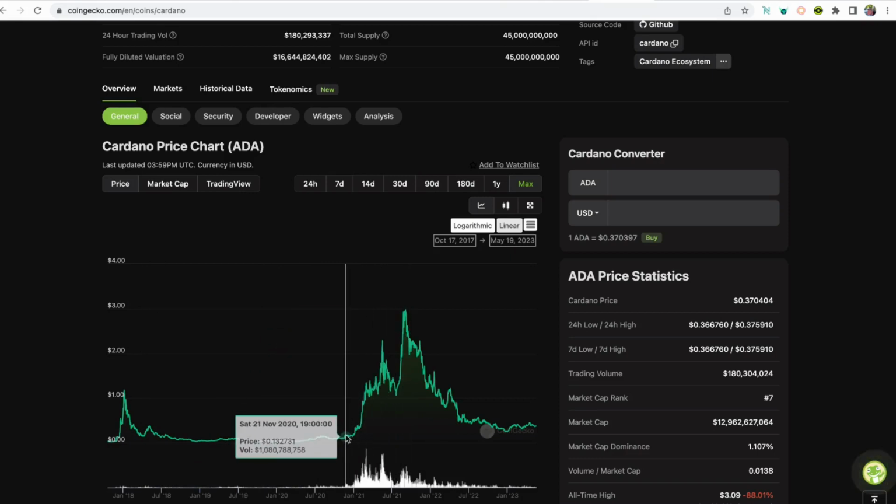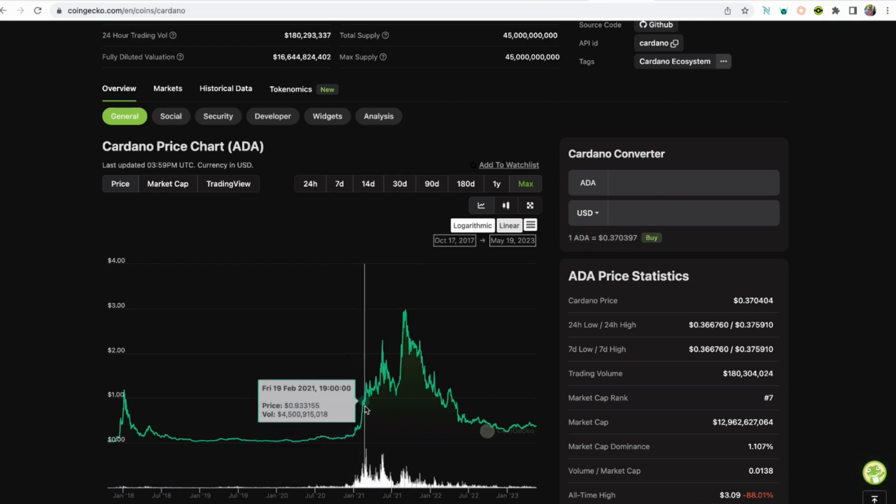So what tends to happen in these bull and bear cycles is that the price drops in a bear cycle over 90%. But in a bull cycle, the price tends to hit its previous all-time high. So if we look over here, sometime in January of 2021, Cardano eclipsed its previous all-time high of that dollar mark.